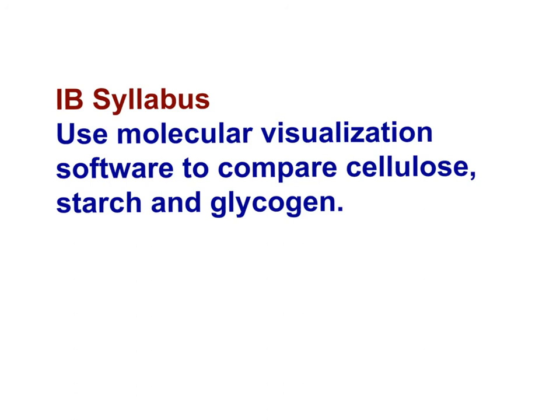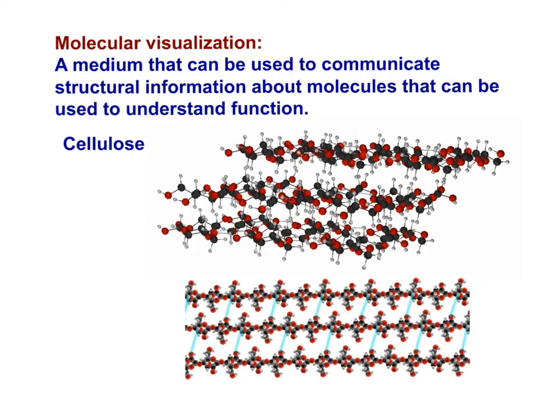And that brings us to the last IB syllabus statement. Use molecular visualization software to compare cellulose, starch, and glycogen. Molecular visualization software is a medium that can be used to communicate structural information about molecules that can be used to understand function. Molecular visualization software supports visual learning through understanding the three-dimensional quality of molecules.